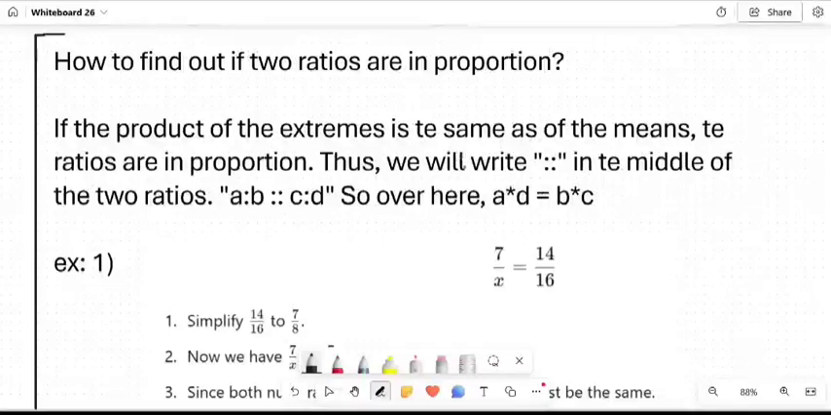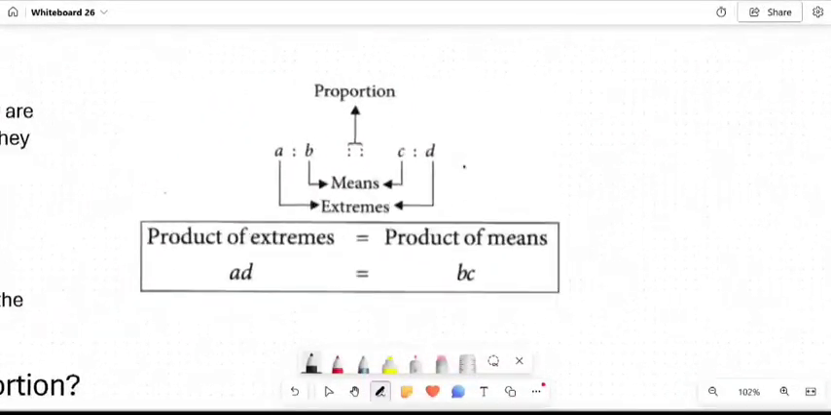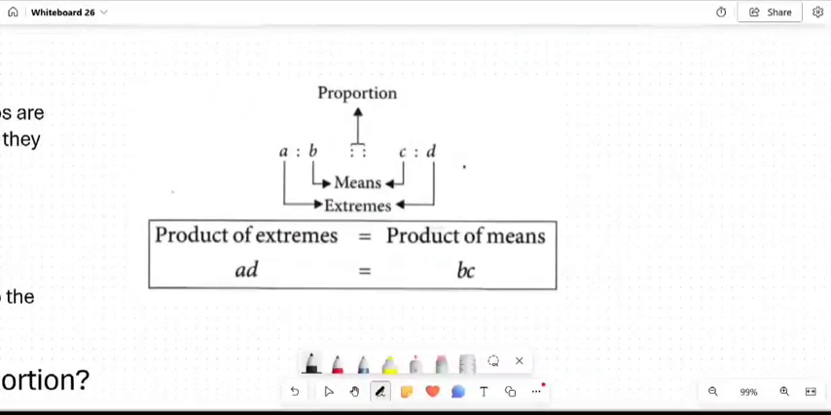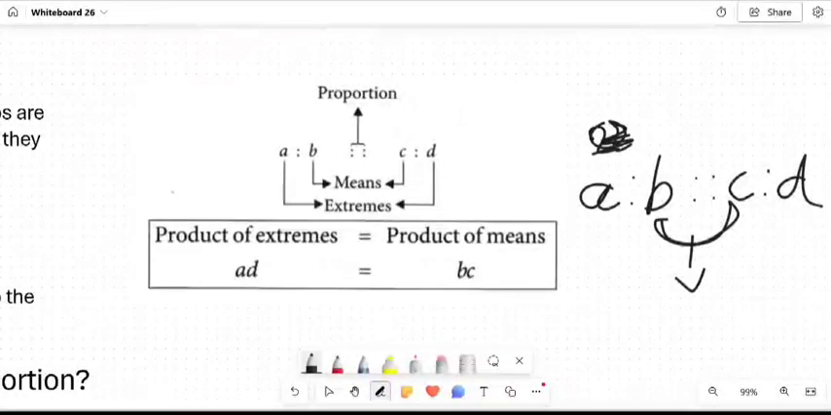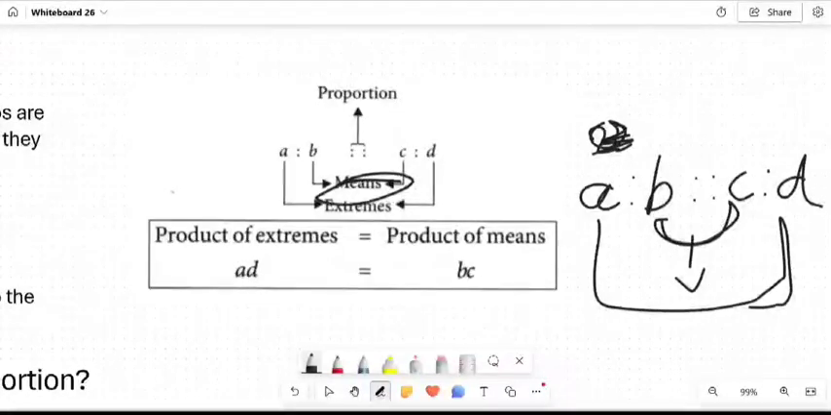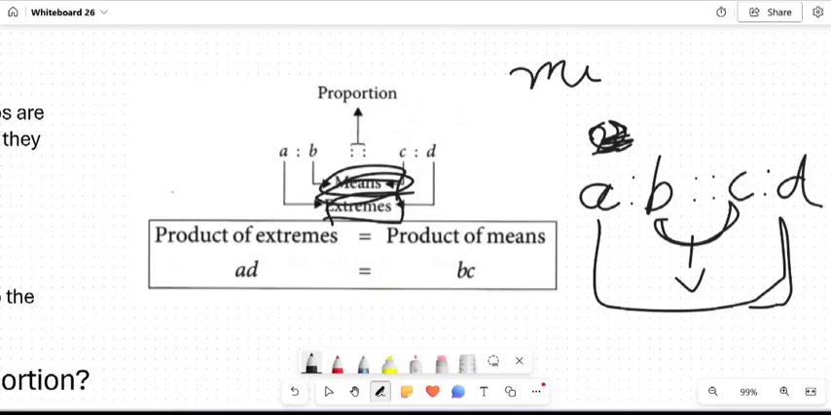Before looking at this question, let's look at this. Here there are two ratios: A is to B, which is equal to C is to D. Now these two middle terms are called the means, and these two, which are on the outside, are external, so they are called extremes. Means are also called middle terms.